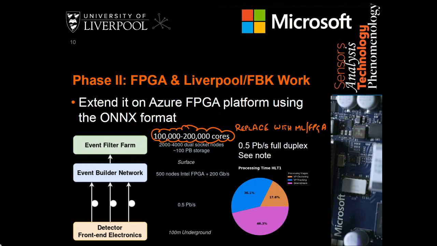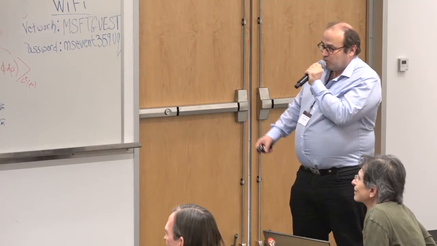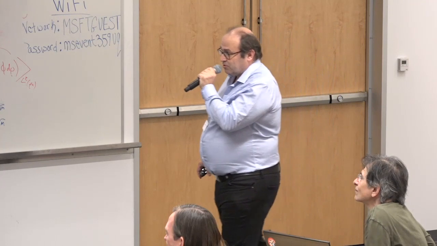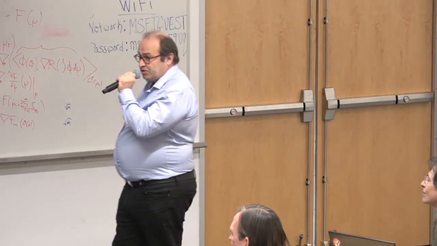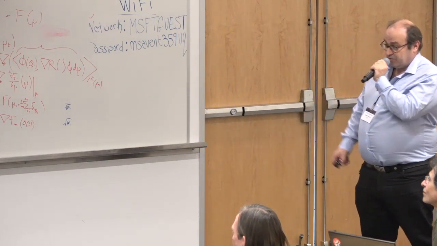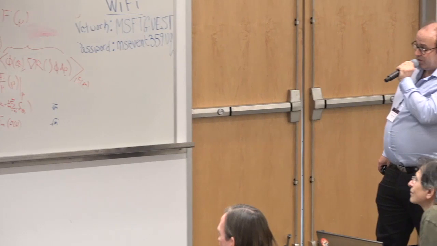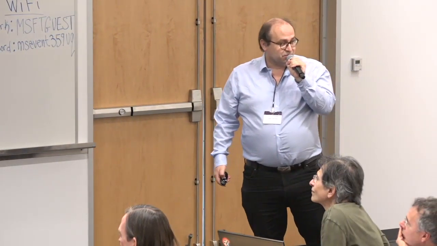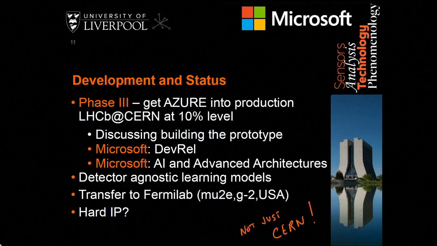So what we're about to do is extend what we're doing on the Azure FPGA platform using the ONNX format. Eventually we want to attack the problem of replacing some of these 200,000 cores that we normally use to process the data with machine learning algorithms running on FPGAs. To give you an idea, the amount of data flowing around this process is about 0.5 petabytes per second. So this is a real serious data flow problem.